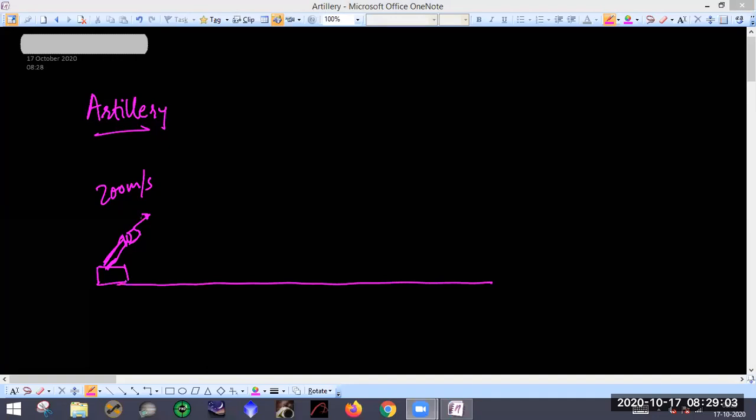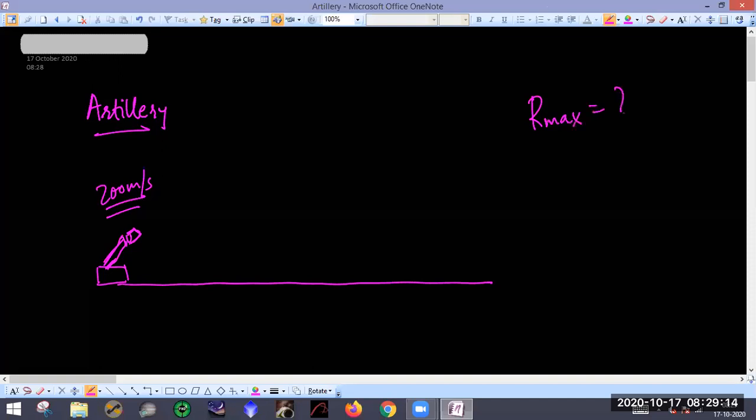So suppose there is an artillery gun like this which is firing with a speed of 200 meters per second. Then how much is its maximum range? Can you please calculate it, everyone? Can you please calculate its maximum range?